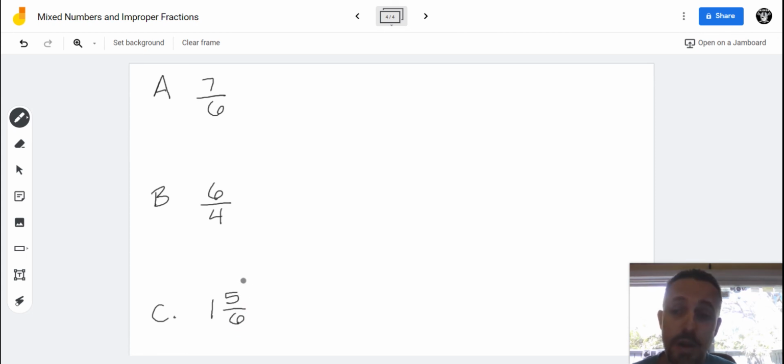I don't care what method you use. You can use any of the methods I gave you, but I want you to convert all three of those. You'll convert A and B from improper fractions into mixed numbers. And for C, change it from a mixed number back into an improper fraction. I don't care which method you use, but you do need to show your work on your paper. And we will continue to practice this concept.